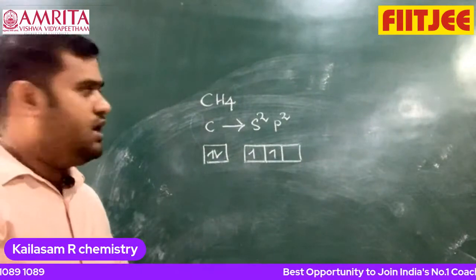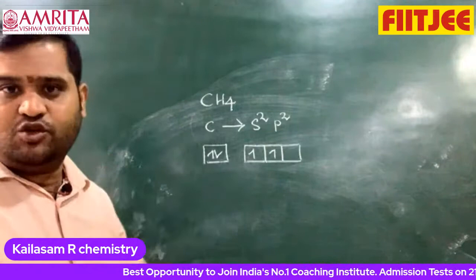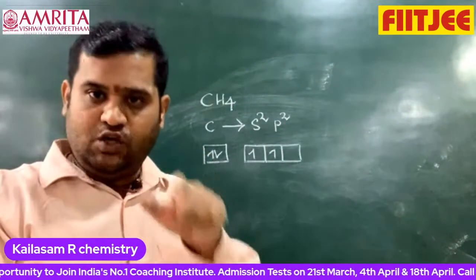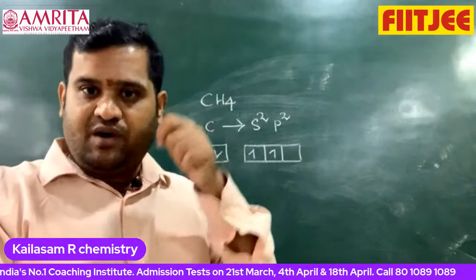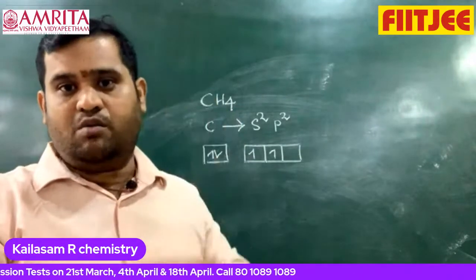Am I right or not? Now, how many hydrogens are there? 4 hydrogens. That means 4 bond pairs are required. What do 4 bond pairs mean? I will tell you that. In the excited state of carbon, the carbon has to have 4 unpaired electrons in the orbitals.